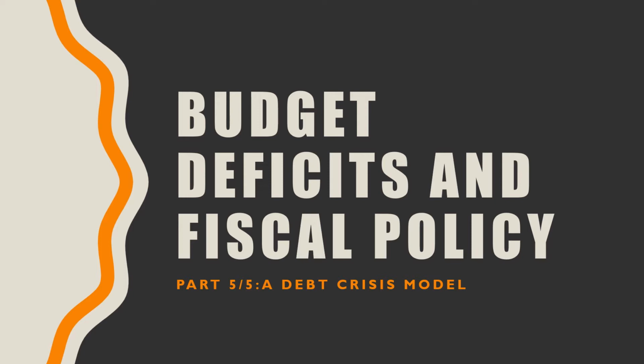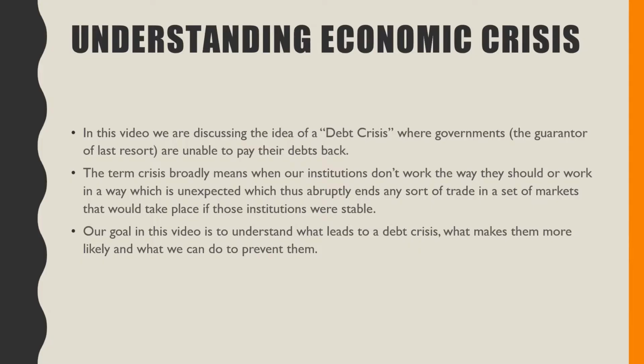In this video, we're going to go through a debt crisis model. Let's go. So in this video, we're discussing the idea of a debt crisis, where the government, the guarantor of last resort, is unable to pay back their debts. The term crisis in economics broadly means when our institutions don't work the way they should, or they behave in a way that is unexpected, which abruptly ends any sort of trade or transaction, thus affecting people that engage in the rest of the economy differently than would take place if those institutions were stable. The goal of this video is to understand what leads to a debt crisis, what makes them more likely, and what we can do to prevent them.